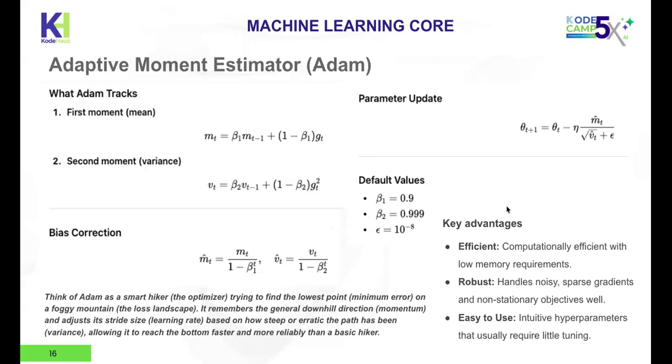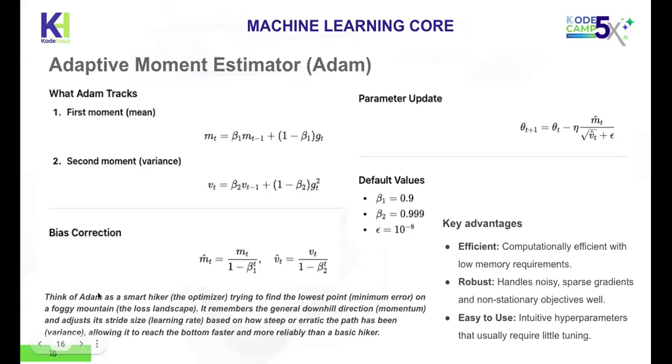So that's Adam. The advantages are that it's computationally efficient with low memory requirements. It targets and updates the parameters that really matter. It handles noisy, sparse gradients and non-stationary objectives very well. And the hyperparameters are intuitive and don't require a lot of tuning.